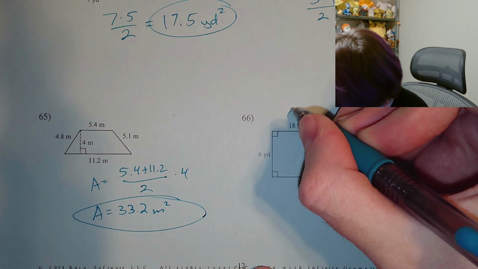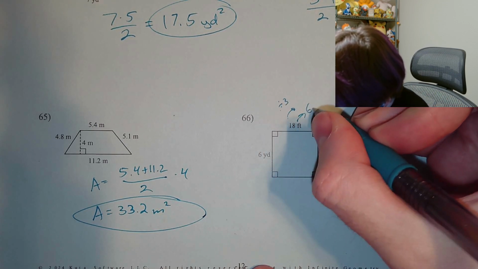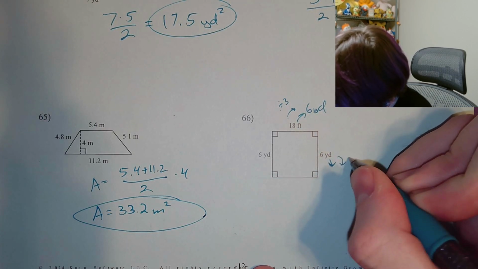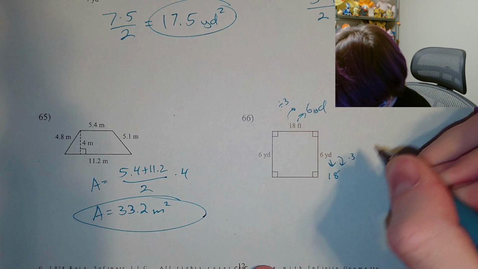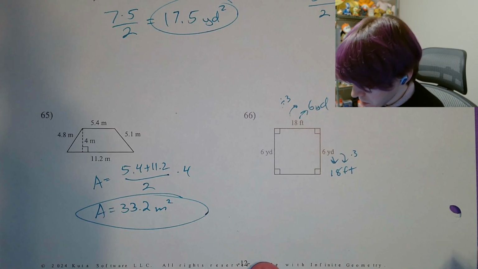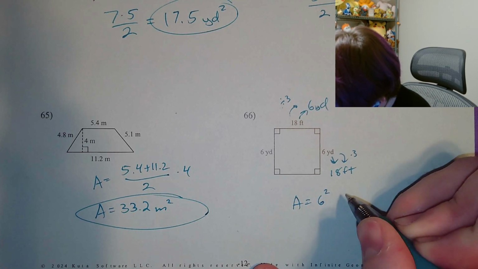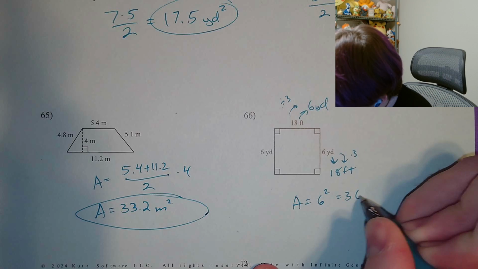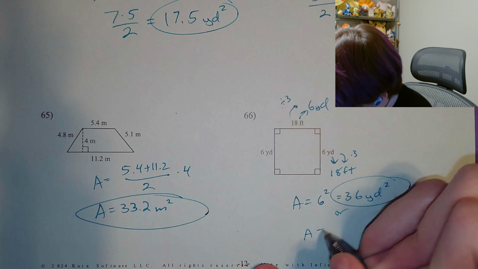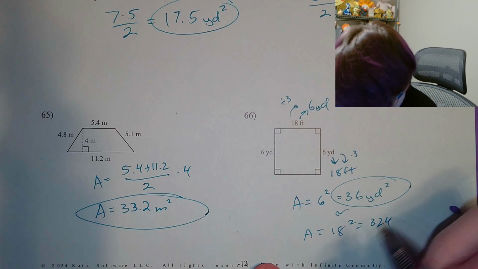So if I were to divide by 3, that's going to give us 6 yards. And if I were to multiply this one by 3, that's going to give us 18 feet. So turns out this is a square because it's the same lengths on both sides. So your area is going to be 6 squared, which is 36 yards squared there, or the area is going to be 18 squared, which is 324, I think.